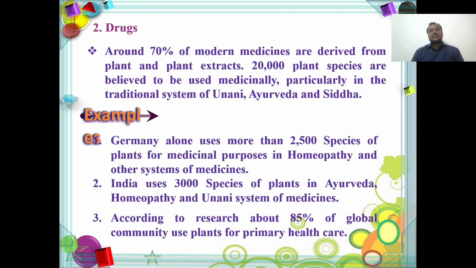Then drugs. Every day we face difficulties like different types of diseases. Around 70 percent of modern medicines are derived from plants and plant extracts. About 20,000 plant species are believed to be used medicinally, particularly in traditional systems like Siddha, Unani and Ayurveda. For example, India uses 3,000 species of plants in Ayurveda, homeopathy, and the Unani system of medicine. Some other examples are shown there.